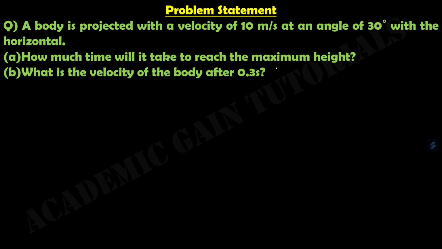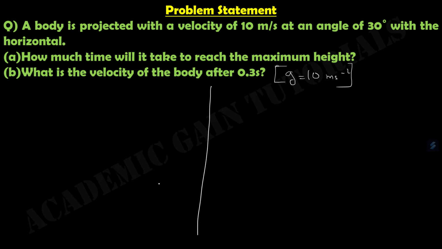Here another extra piece of information is given, that the value of g equals 10 meter per second square. If the value of g isn't given, then we take the standard value of g, which is 9.8 meter per second square. As in our question it is mentioned that g equals 10 meter per second square, we will solve this problem with g equals 10 meter per second square.